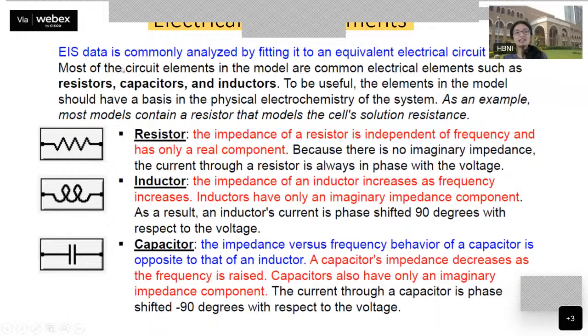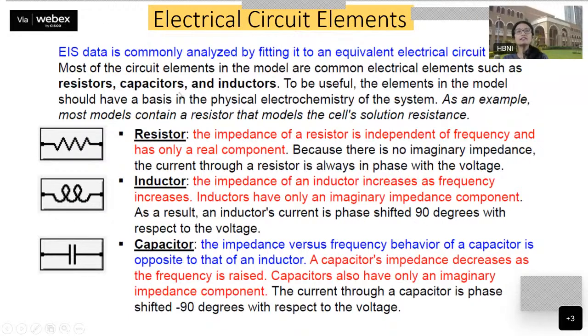Now the EIS data, whatever you obtain, is commonly analyzed by fitting it to an equivalent electric circuit model. So there are certain circuit elements you need to know about. One is the resistor. The impedance of a resistor is independent of the frequency and has only a real component. Because there is no imaginary impedance, the current through a resistor is always in phase with the voltage.